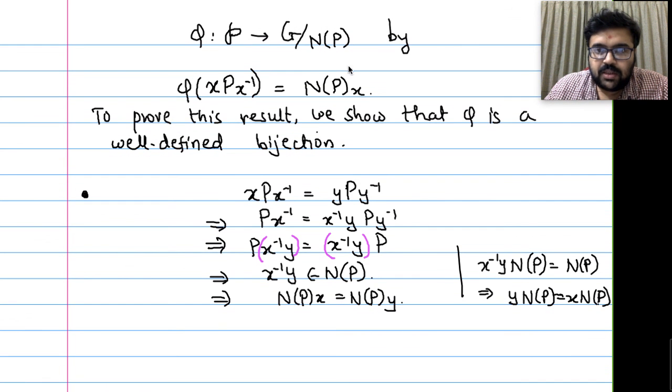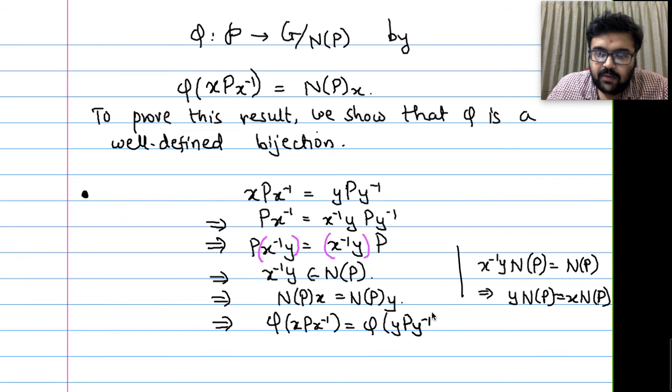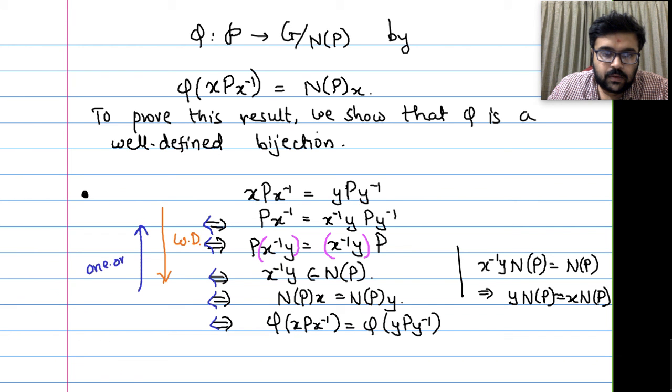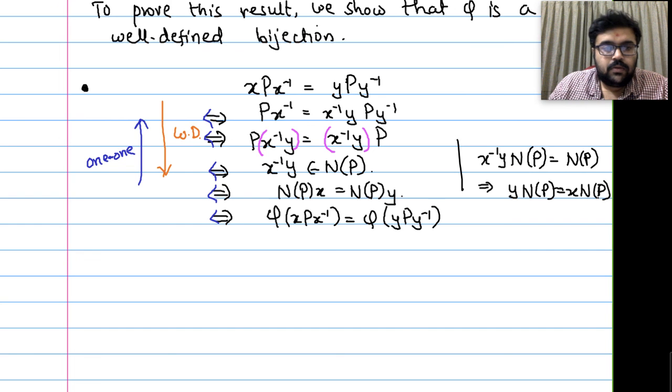So what is N(P)x? N(P)x is nothing but phi, which we have defined, right? Phi of xPx inverse. This is the same as phi of yPy inverse. So this way, when we come down, it is well-definedness, and we can also apply this. So this implies it is 1-1. So thus phi is well defined and 1-1.